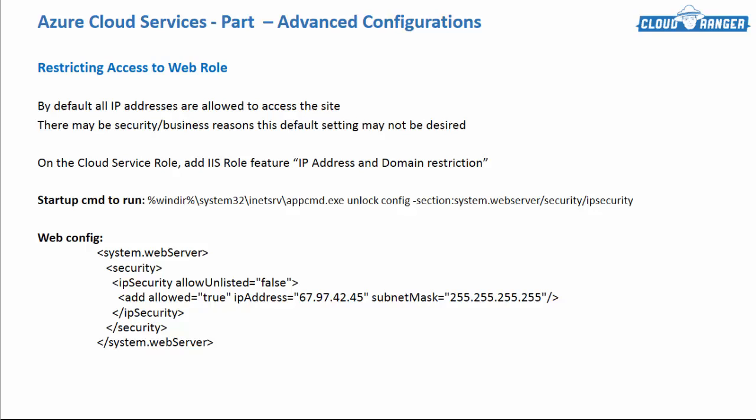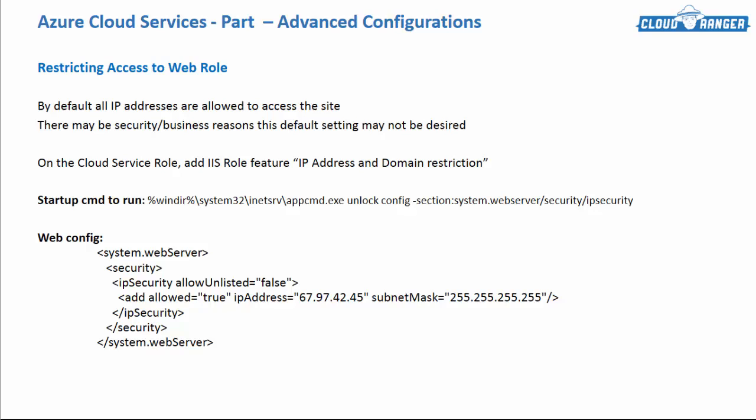Alrighty. So the next thing in advanced configurations I'm going to talk about is restricting access to the web role. By default, and this is what you want, that's why it's the default, all IP addresses in the world are allowed to access your site. So the site that we just created, you can be anywhere in the world and your users should be able to access it. That's what websites are for.